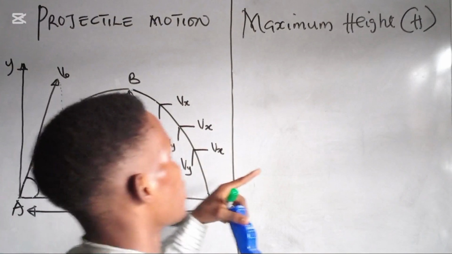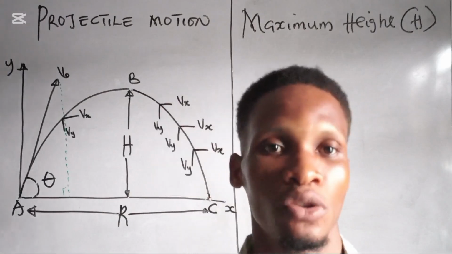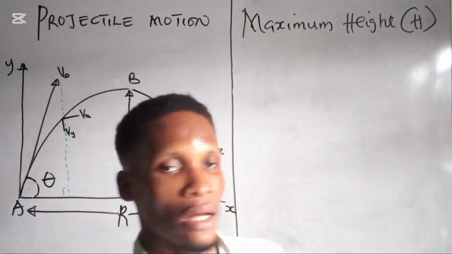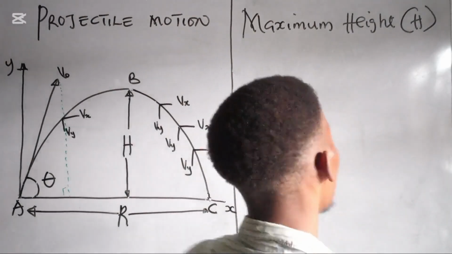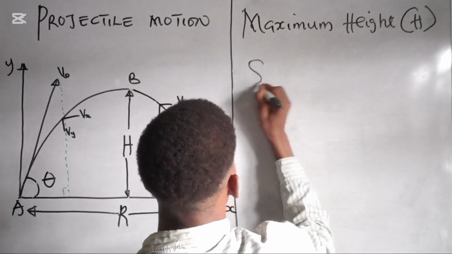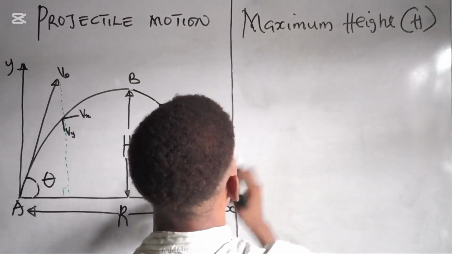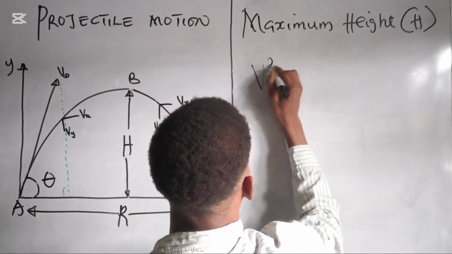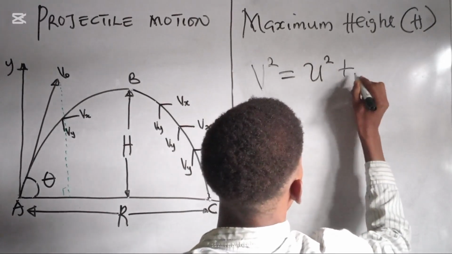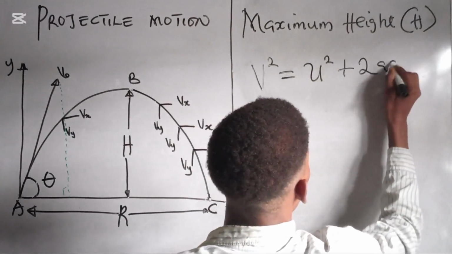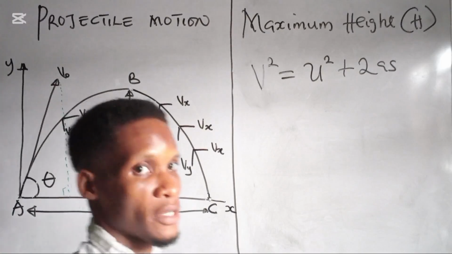So in this case now, if you are solving, we need to look at one equation of motion that will help us get the formula for solving the maximum height. And what is that equation of motion? This is the equation of motion. It says V squared is equal to U squared plus 2AS. This equation of motion can help us get the maximum height.